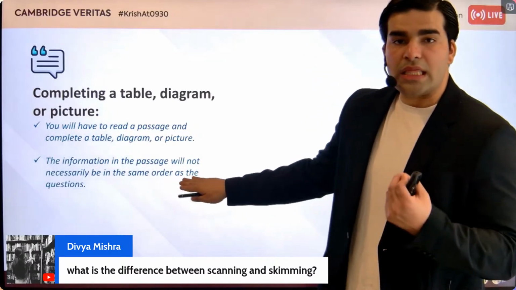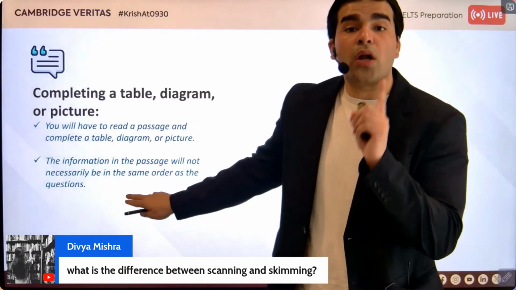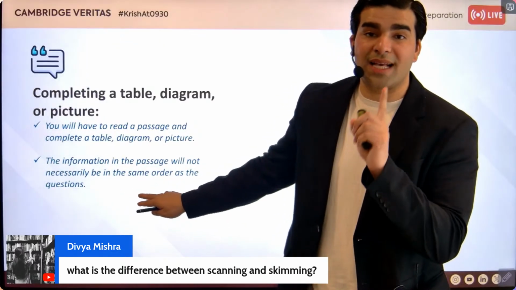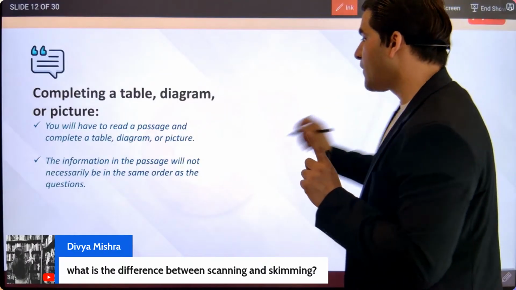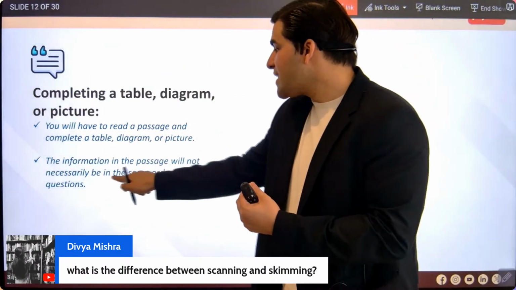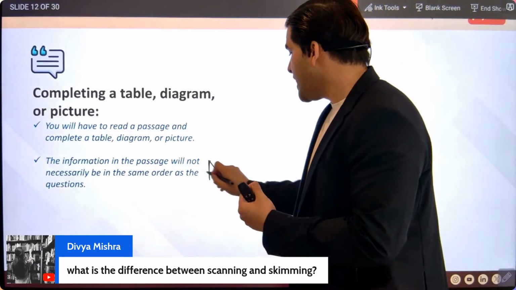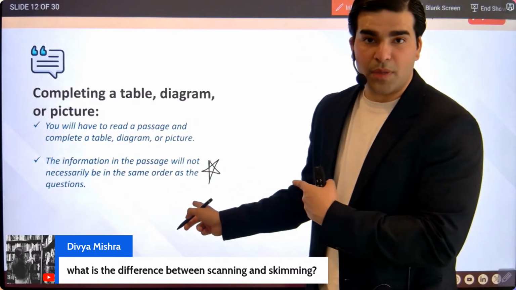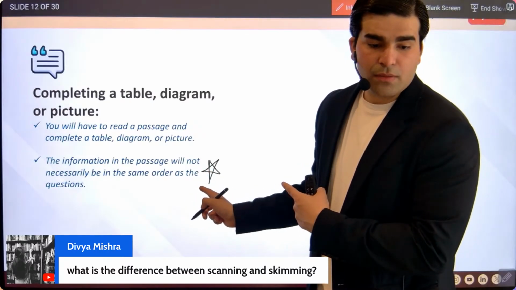Number 2, the information that you see in the passage will not be in the same order as the question. Very important piece of information. The information in the passage will not necessarily be in the same order as the question. It is an incredibly important piece of information. I repeat, extremely important piece of information.